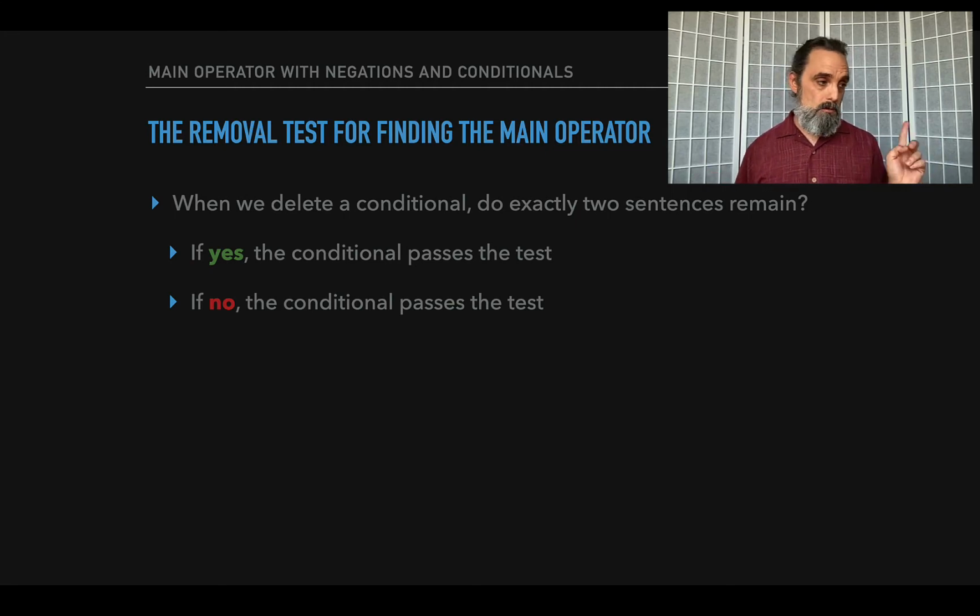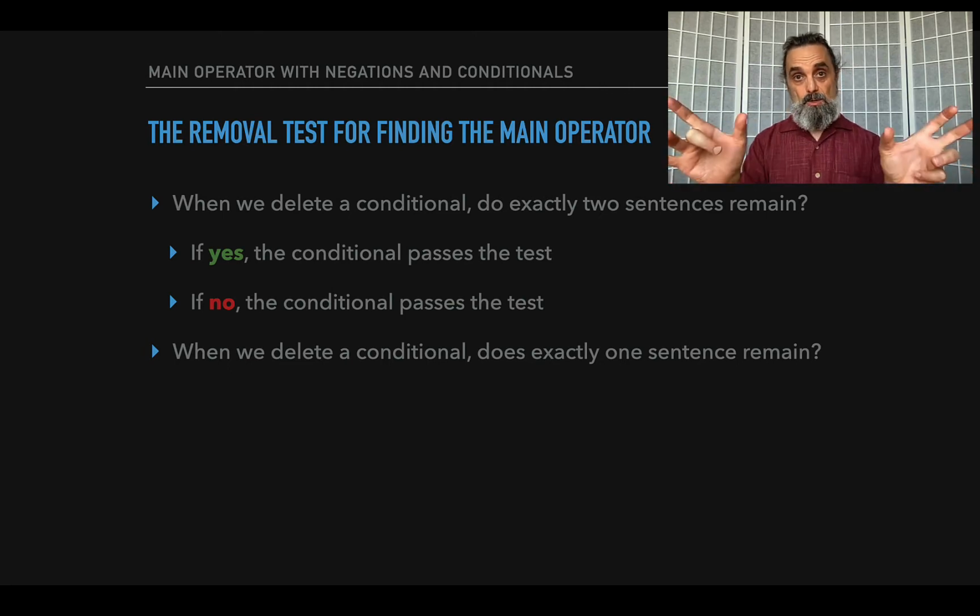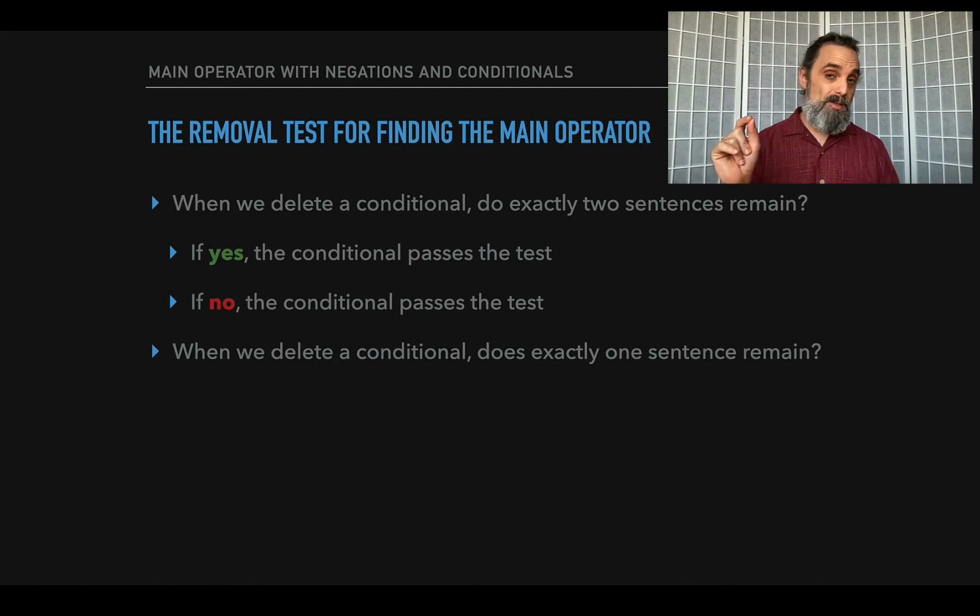And when only one conditional passes the test, then we know, aha, that is the main connective. And when multiple conditionals pass the test, then we needed to do other things to figure out what was the main connective. But the key thing here is we're asking, are there two sentences? With negation, we can use the deletion test, but we ask, is there only one sentence? When we build a sentence with a conditional, we take two sentences and put them into a conditional. When we build a sentence with negation, we take one sentence and attach a negation to it.